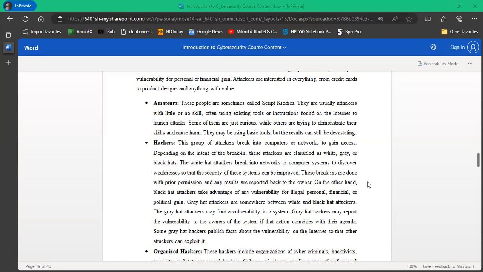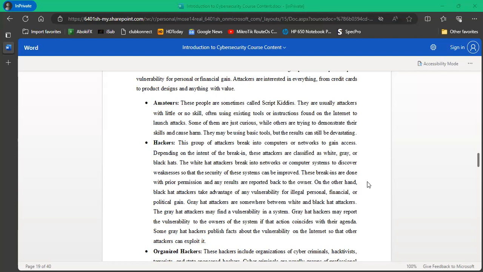So hackers, this group of attackers break into computers or networks to gain access. Depending on the intent of the break-in, these attackers are classified as white, gray, or black hat. White hat attackers break into networks or computer systems to discover weaknesses so that the security of the system can be improved. These break-ins are done with prior permission and any results are reported back to the owner. Like in the practical class, we discover a vulnerability in an e-commerce platform, then we take advantage of it, then we report back to the organization we are working for and let them know the vulnerabilities.